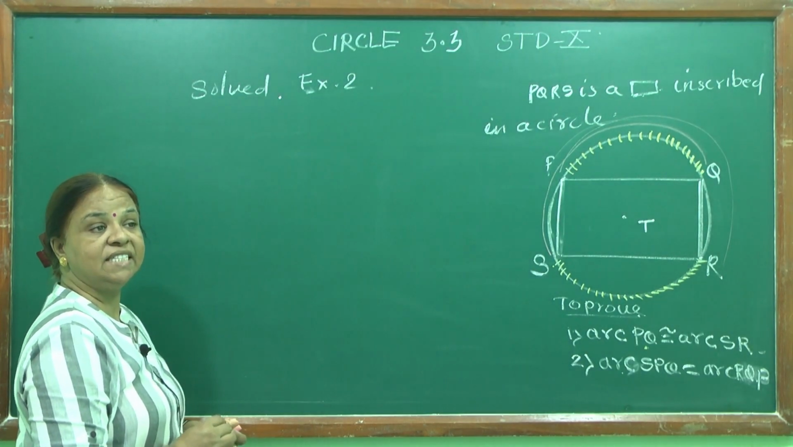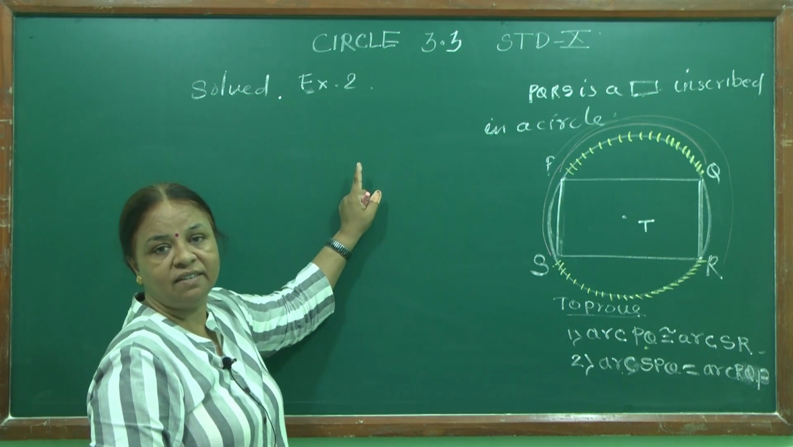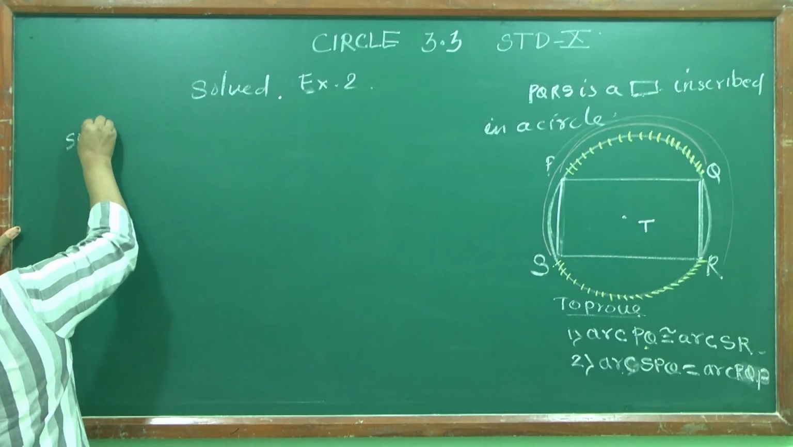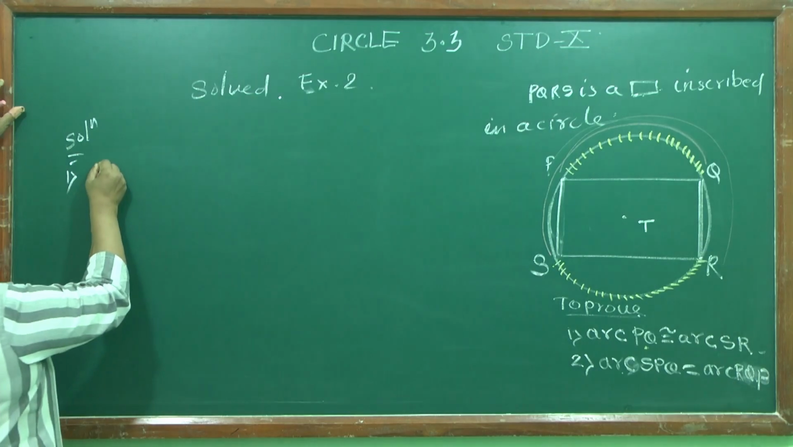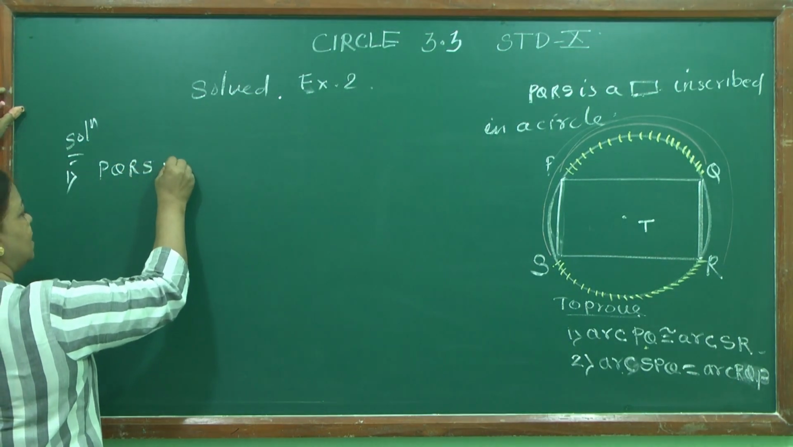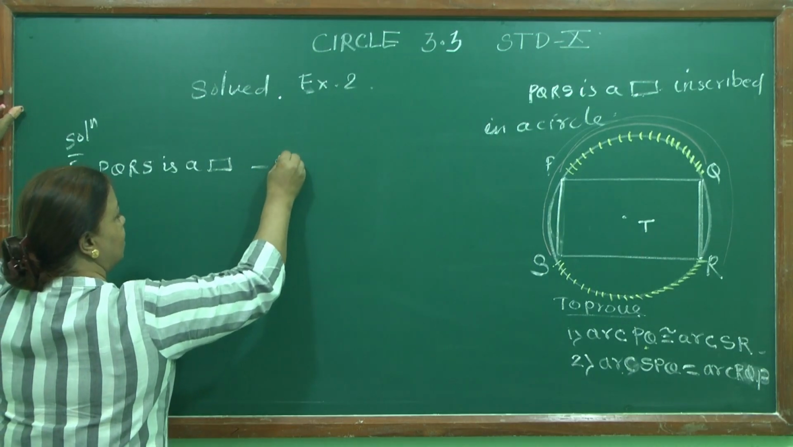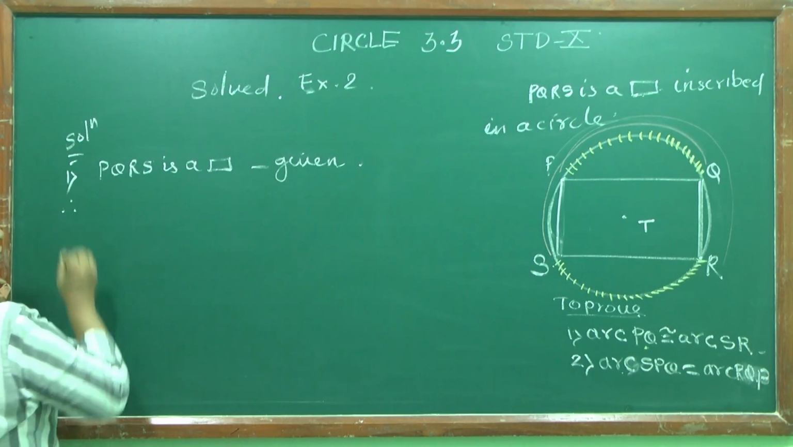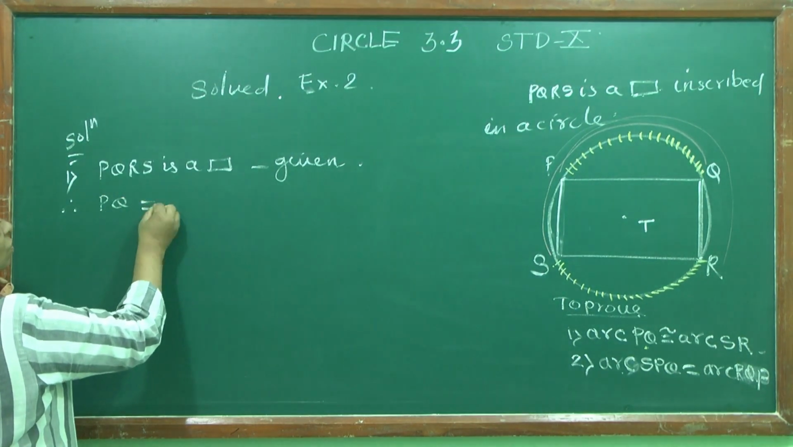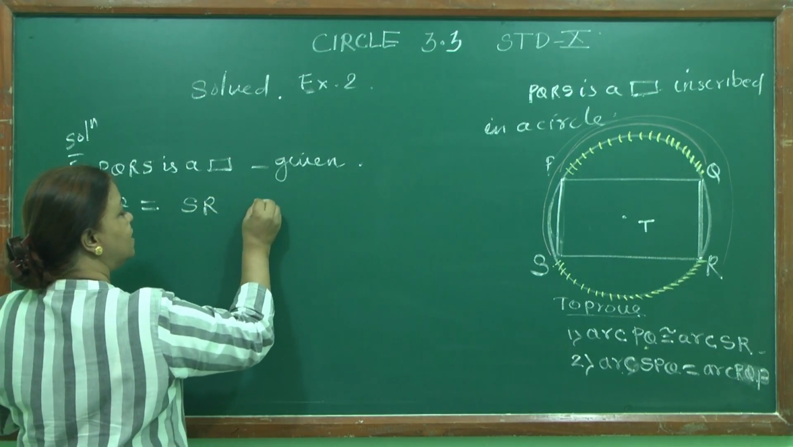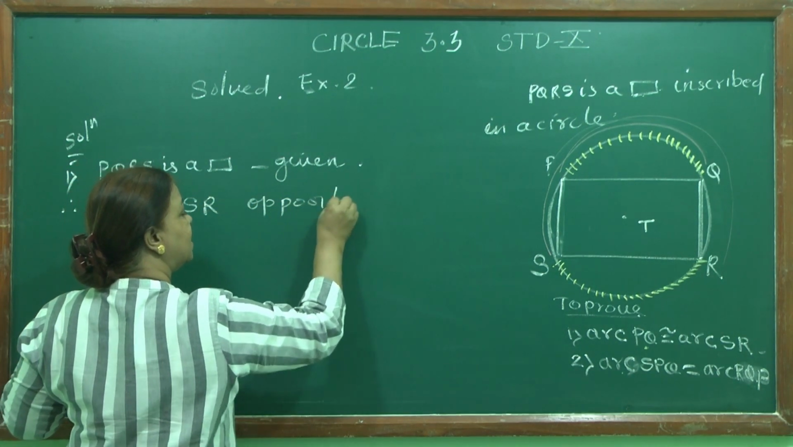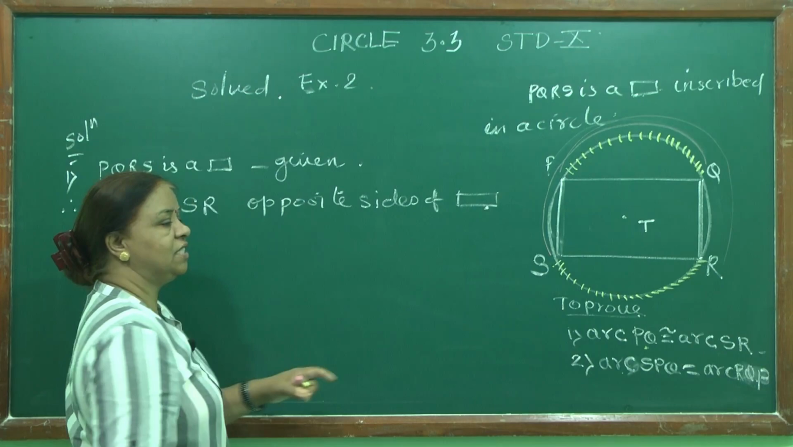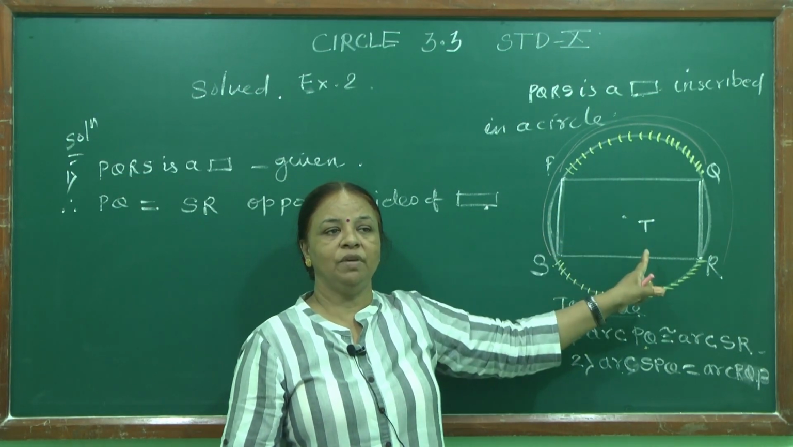First we'll begin with what is given. It's given PQRS is a rectangle inscribed in a circle. So we start with that. Solution. First point, PQRS is a rectangle, given. Okay. Therefore, what would happen? PQ would be equal to SR. Reason, opposite sides of a rectangle are congruent. So PQ will be equal to SR.